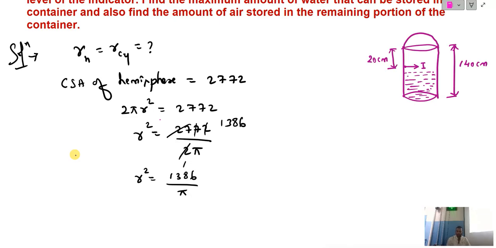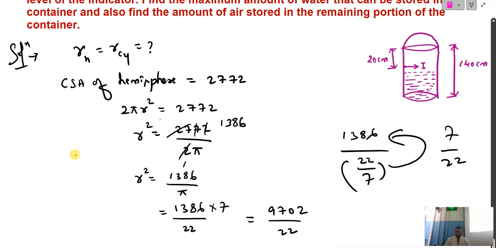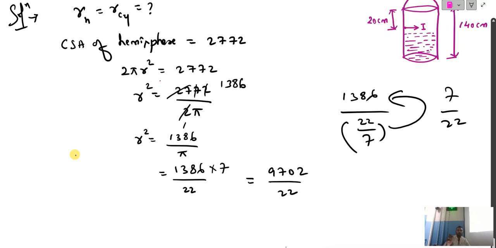Now, shall we substitute the value of pi? Then 1386 divided by 22 by 7. If 22 by 7 goes up to the numerator, it becomes 7 by 22. Now multiply 1386 into 7, which is 9702, divided by 22. Check the value. 441. That is r square.